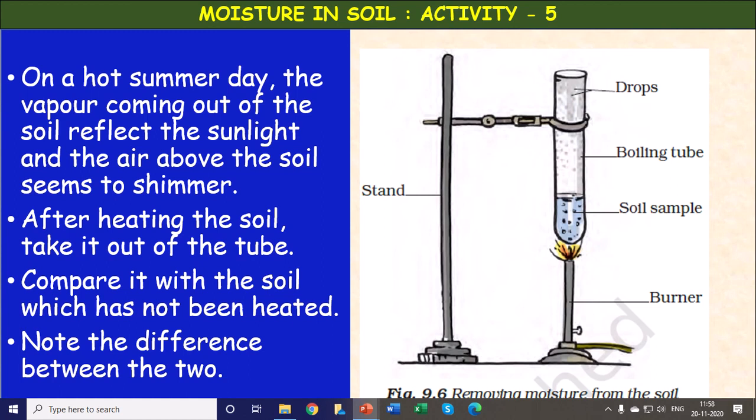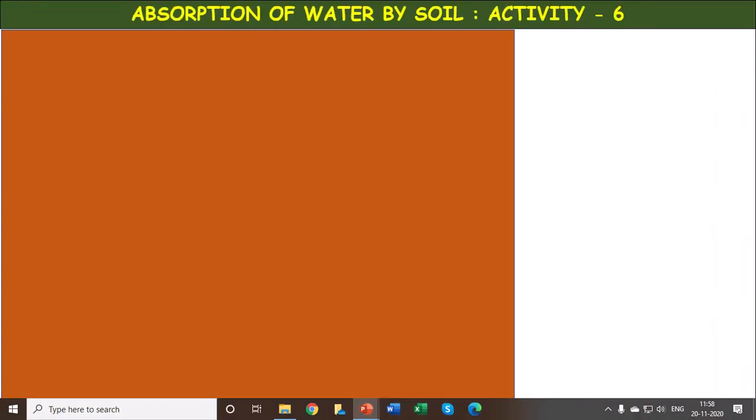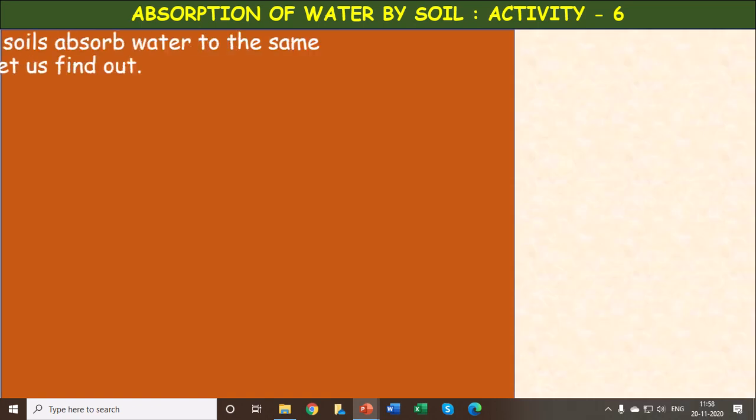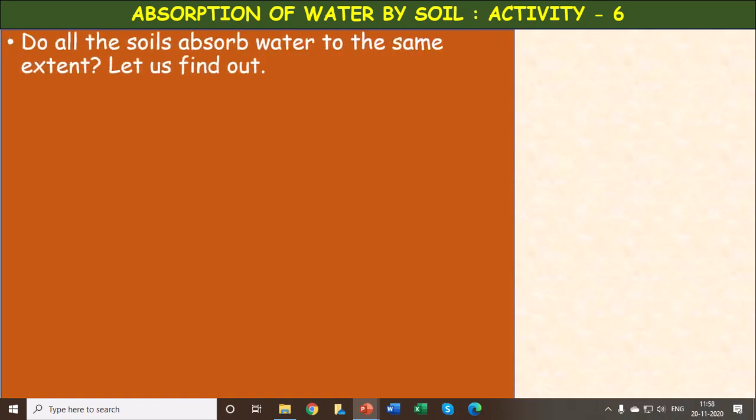Okay, children. So next property: absorption of water by soil. To understand this concept, once again let us do another activity. Do all the soils absorb water to the same extent? In the percolation also we have seen that no, all the soils do not absorb the water to the same extent. There is some difference. In order to understand this, let us do another activity.